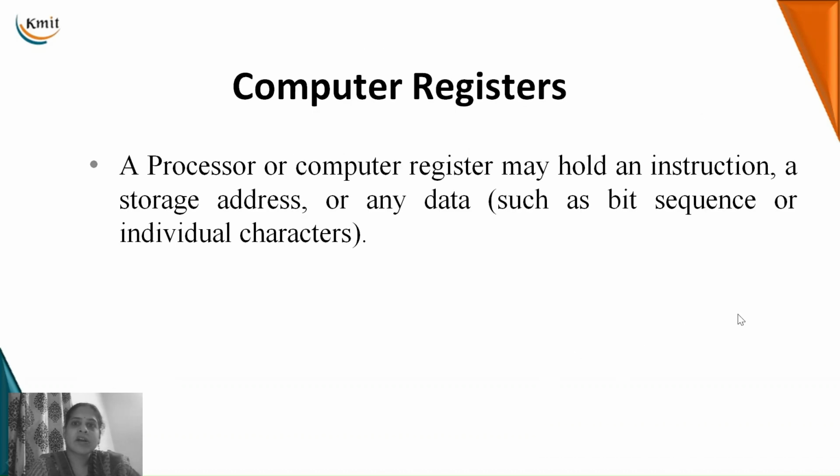A processor or computer register can hold an instruction, or it can hold an address of a memory location, or it can hold data, which can be a sequence of bits or individual characters. There are different types of registers present in the computer, where some registers hold an address of an instruction, some registers hold data or a bit sequence, and some registers hold an instruction itself.